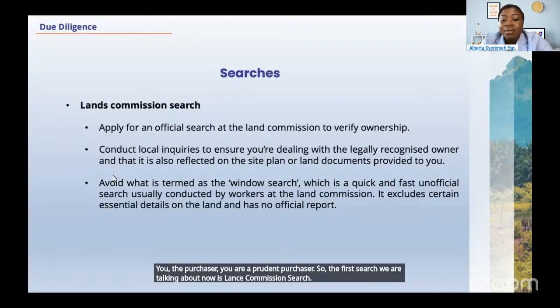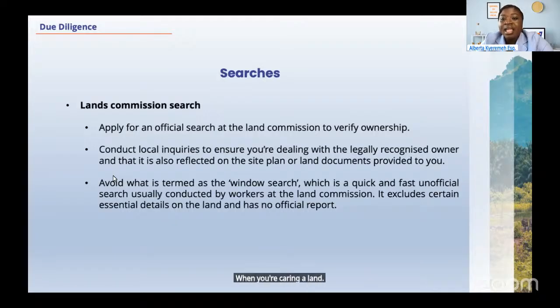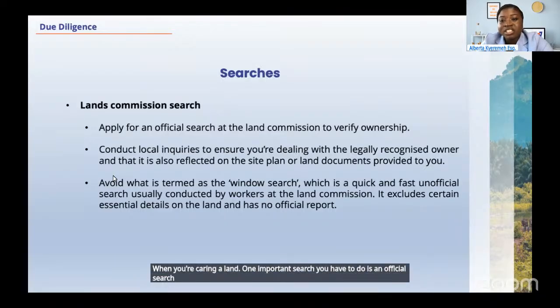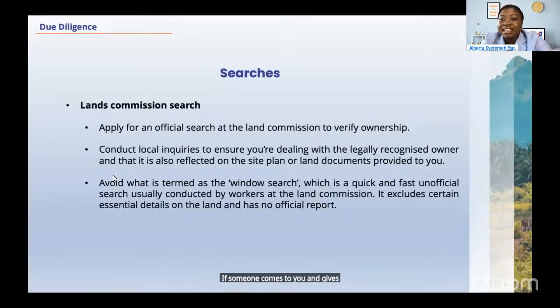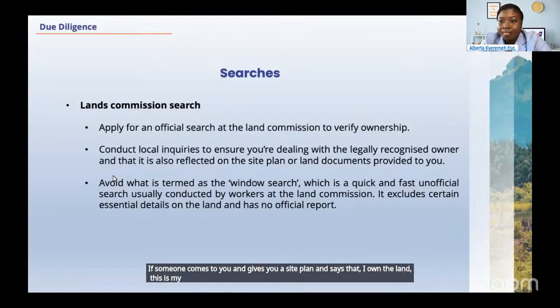When you are acquiring a land, one important search you have to do is an official search at the Lands Commission to verify ownership of the land. If someone comes to you and gives you a site plan and says that I own the land, this is my site plan, use that site plan to conduct an official search at the Lands Commission.